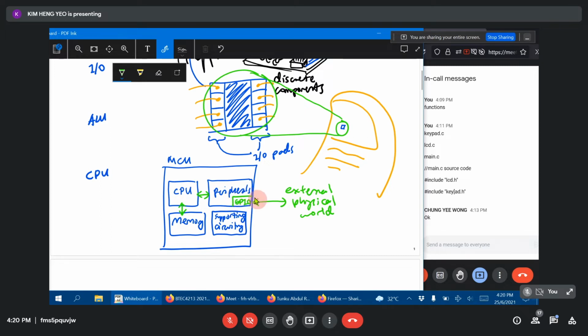Now, there are many other types of I/O ports. For example, ADC, analog in, DAC, analog out, serial ports.